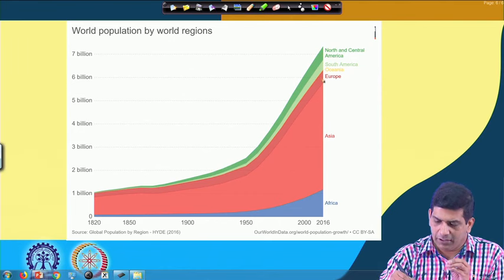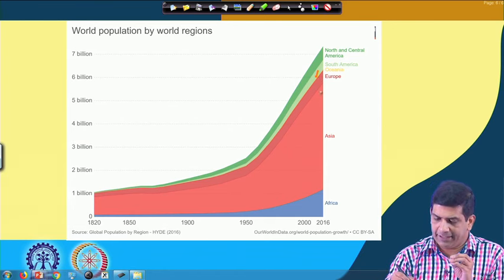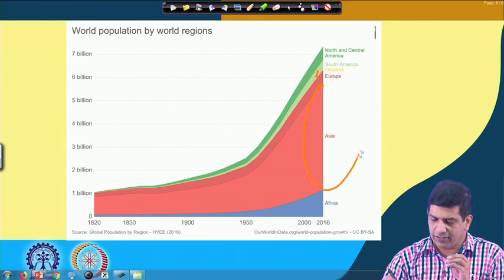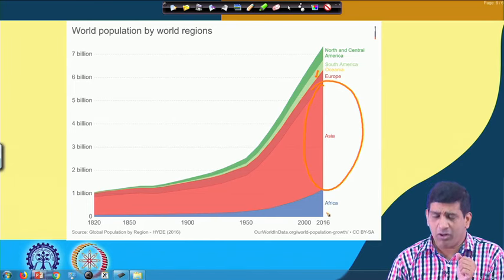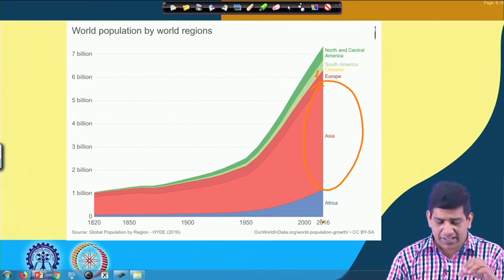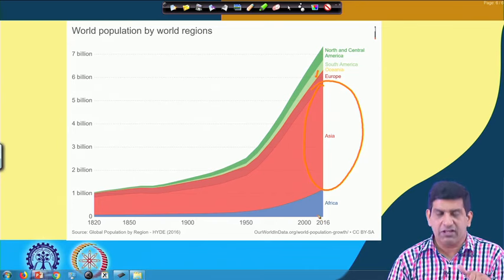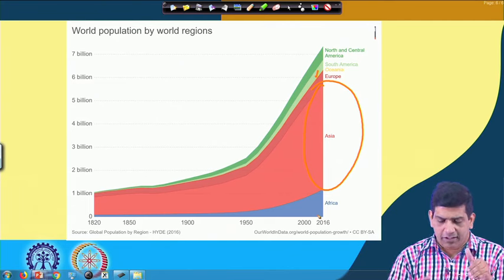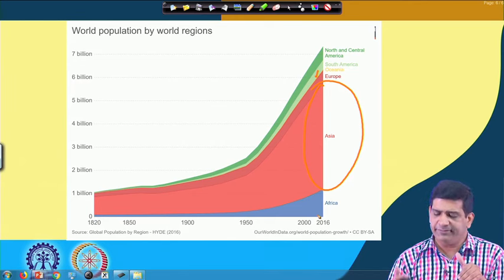So that's the part right there. Then we have Europe, and then this huge thing is Asia, where we are. And the bottom is Africa. So as you can see, from 1800 onwards to 2016, so almost the last 200 years of data, the population of Asia is increasing in a much higher proportion compared to others.